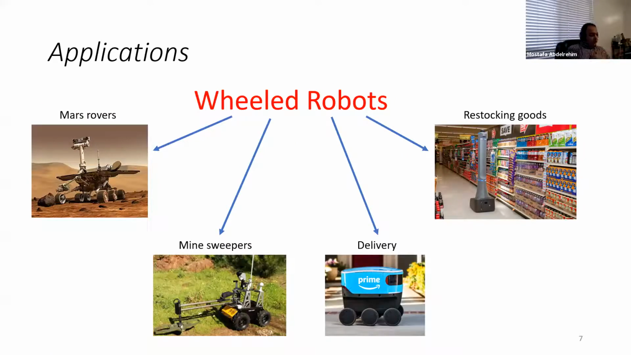These are some examples of wheeled robot applications. The Mars rovers, they are just wheeled robots. Okay, minesweepers, they look for mines and sometimes deactivate them. Delivery, restocking goods. For example, Walmart now has a project that does that, and lots of other applications of wheeled robots.